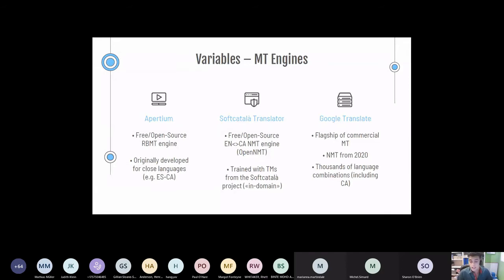And it's kind of an in-domain MT engine of software localization. And then the third MT engine evaluated is Google Translate, which everyone here knows. It's a flagship of commercial MT. It has used neural machine translation since the beginning of 2020, and it includes thousands of language combinations, including English-Catalan.